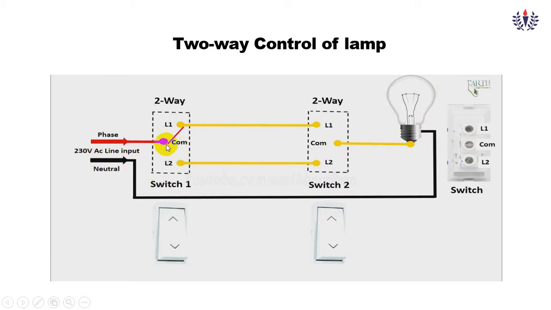What will happen if the position is on this side, and here also the position is in the L1 position? The lamp will glow. But if it is in L2, it won't. So both the switches should be in L1 and L1 so that the lamp switches on.